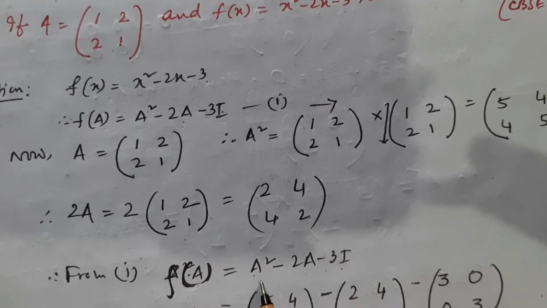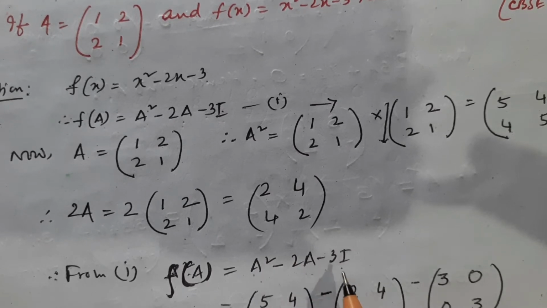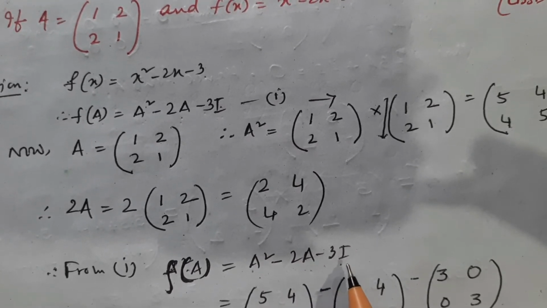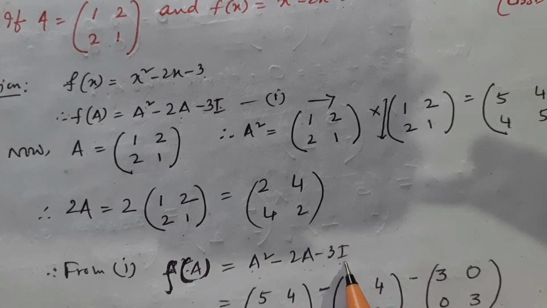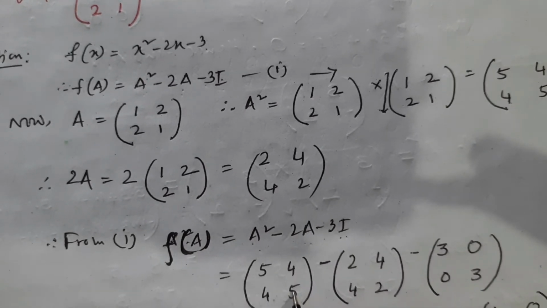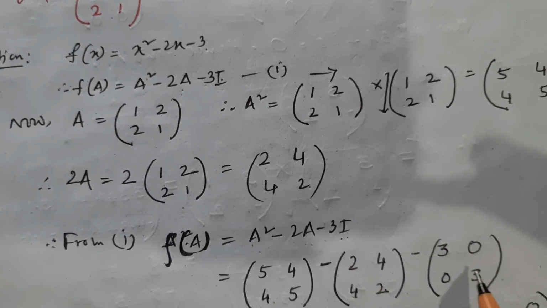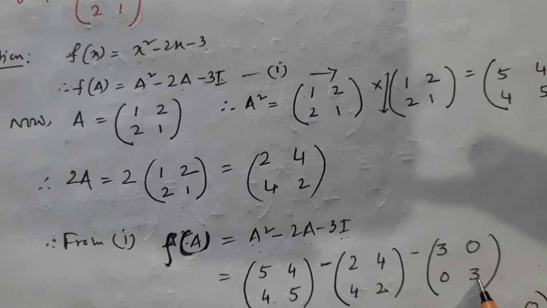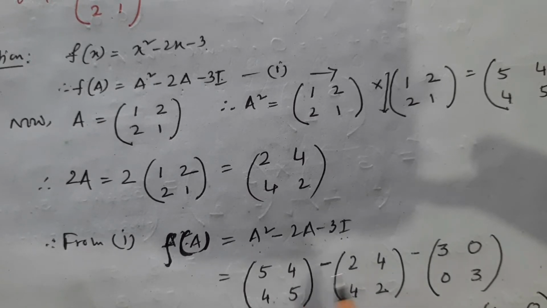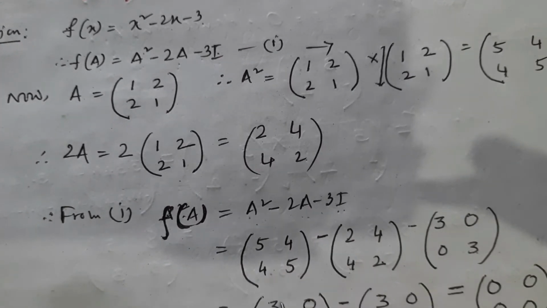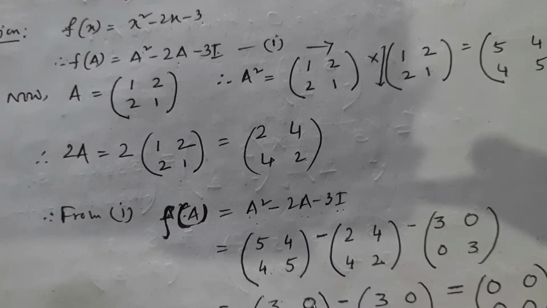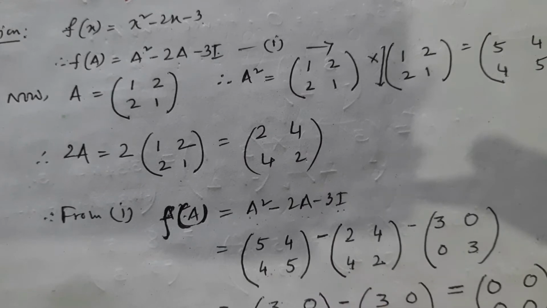We substitute these values, A square, 2A, and we put the I there, which means the 2 cross 2 identity matrix. [5 4; 4 5] minus [2 4; 4 2] minus 3 into I, that is 3 into [1 0; 0 1], that is [3 0; 0 3]. Subtract this matrix from this matrix, we get 5 minus 2, that is 3, 4 minus 4, that is equals to 0, 4 minus 4, that is equals to 0, 5 minus 2, that is equals to 3.